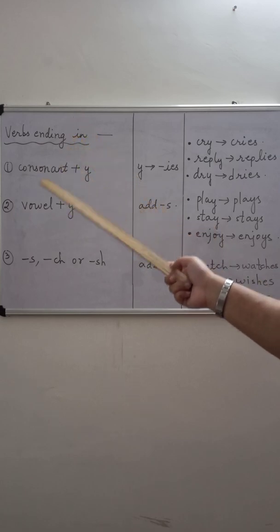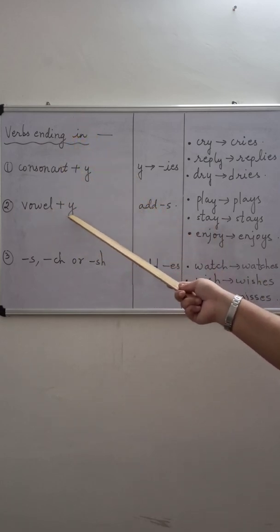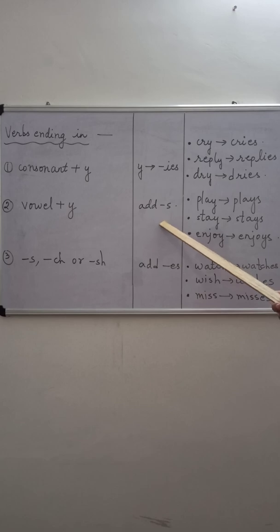Second, if the verbs end with a vowel plus Y, we add an S in the simple present tense form. For example, play. Now see, play is ending with a vowel A plus Y. So in the simple present tense form, we write the word play as plays. We have added an S. Similarly, stay in the simple present tense form becomes stays. Enjoy becomes enjoys.